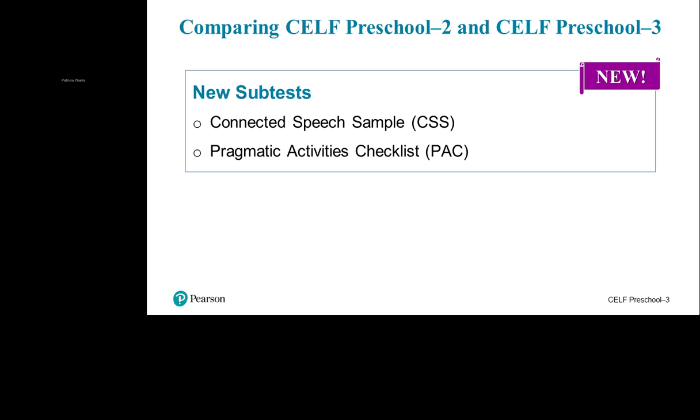The CELF Preschool-3 features 2 new subtests that can be used independently and are not required to obtain index scores. The Connected Speech Sample subtest was designed to further evaluate language skills in the context of a language sample, and it increases diagnostic support. The Pragmatic Activities Checklist assesses communication in context. It was designed to assess social language behaviors that may interfere with a child's interactions and performance in various settings.